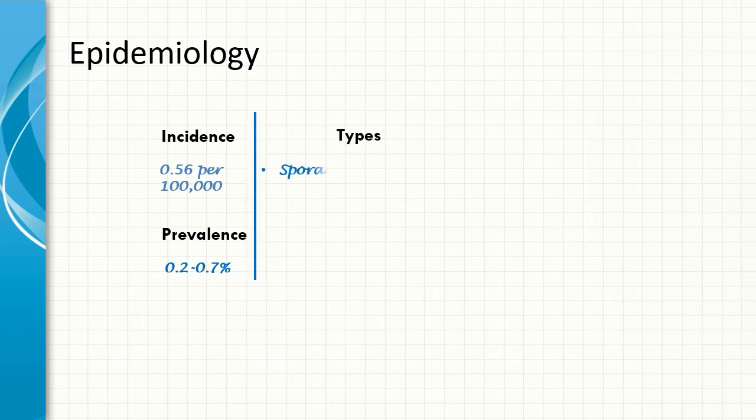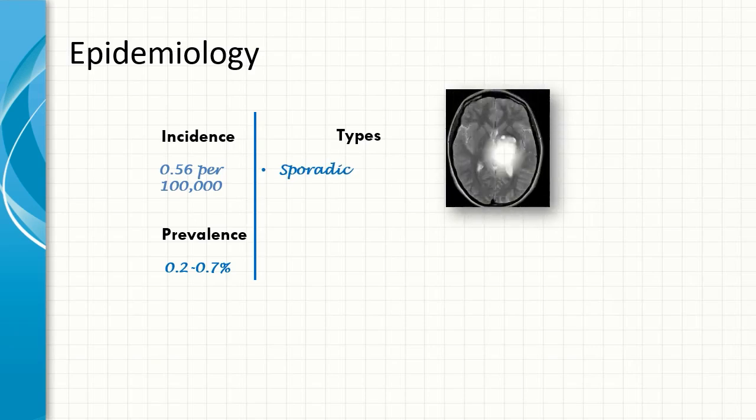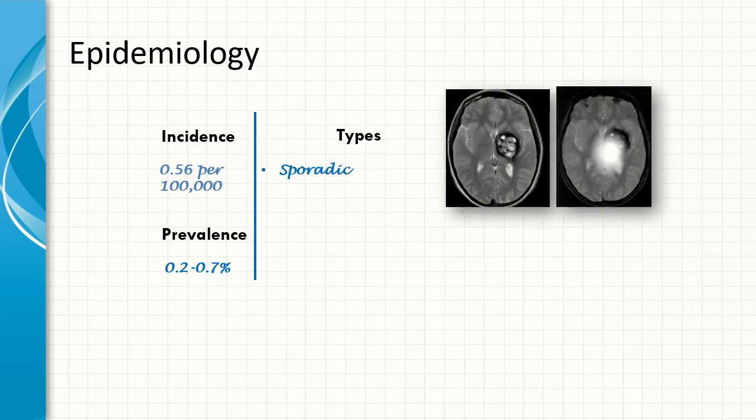There are 3 types. The sporadic form is characterized by a single lesion, often associated with a developmental venous anomaly. The associated developmental venous anomaly is thought to be involved in the pathogenesis of the cavernous malformation, in addition to possibly the natural history.